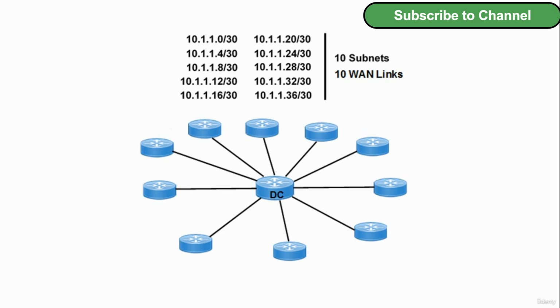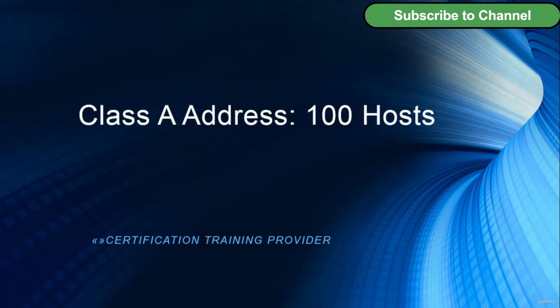In this example here, I'm just showing you all 10 branch offices. There are 10 subnets equals 10 WAN links. So I got up to 36, and that's all I really need to do because there's only 10 offices.